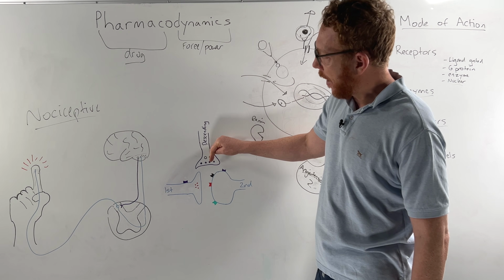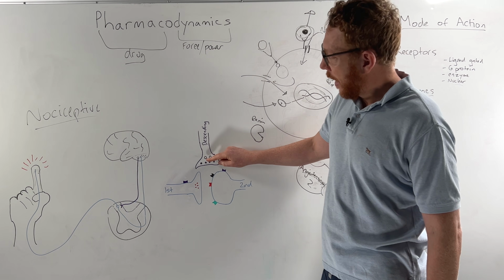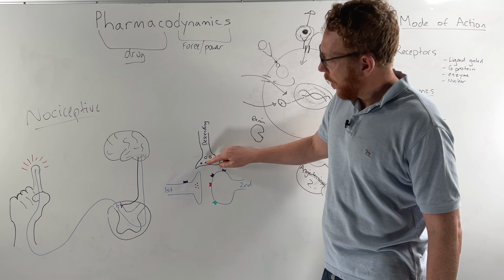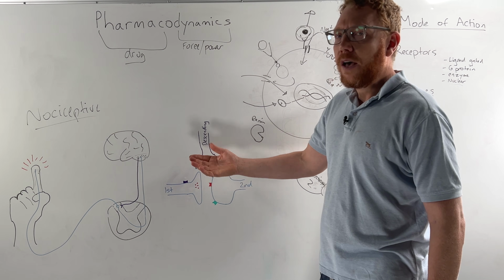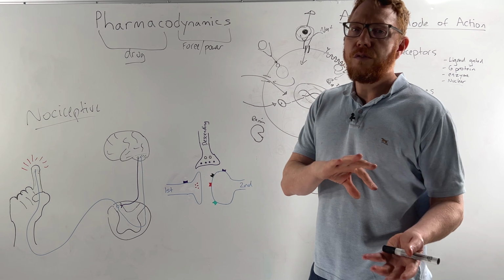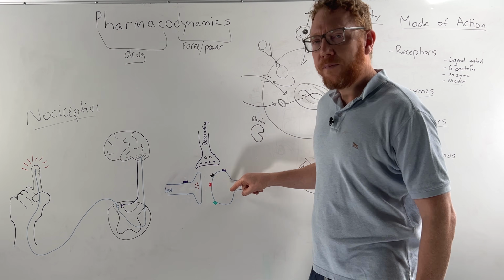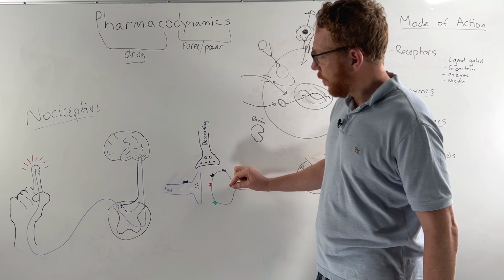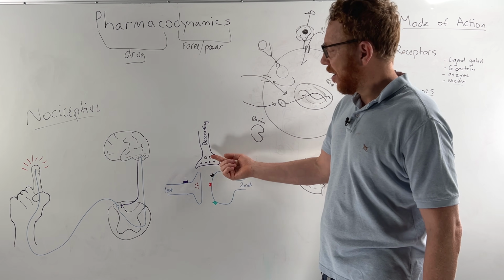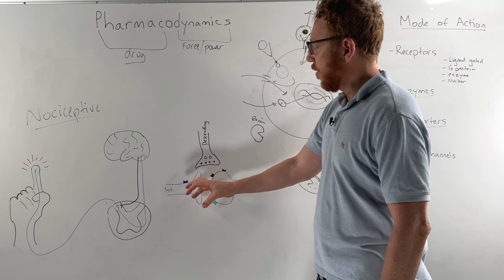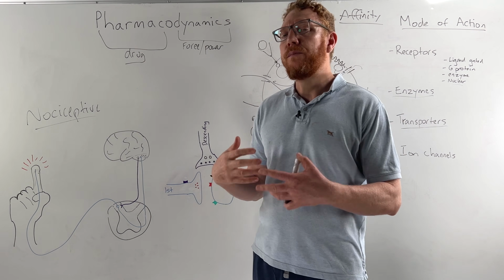Because the descending pathway wants to dampen the pain signal, it can send neurotransmitters into the synapse, like opioids. So we have endorphins or enkephalins, and opioids can change the transmission potential of this synapse, as well as other things like noradrenaline or serotonin, which can also impact this whole biochemical mechanism.